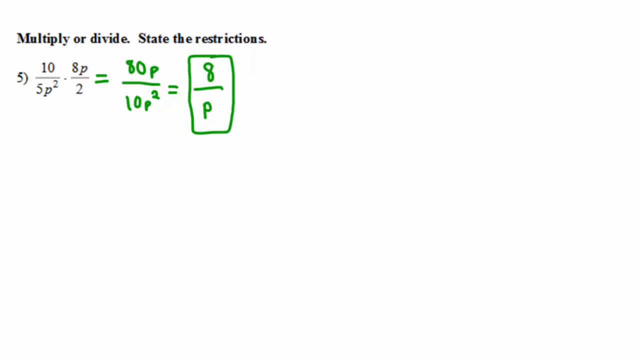You also, though, if you are comfortable with it, you can cancel things out up at the front, like the 10 and the 5 and the 2 will cancel, and p squared cancel to give us just p on bottom, and so we'd get 8 over p that way as well. It just depends on which way you're more comfortable with. P cannot be 0 because I had 5p squared on the bottom, and if I think about where that equals 0, my only option is to put a 0 in where p is.